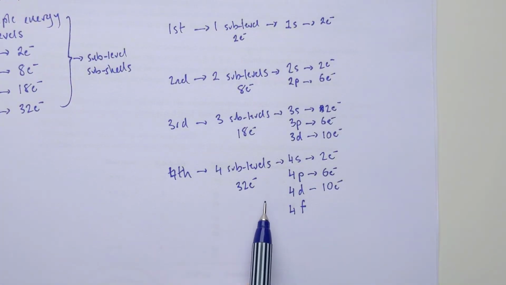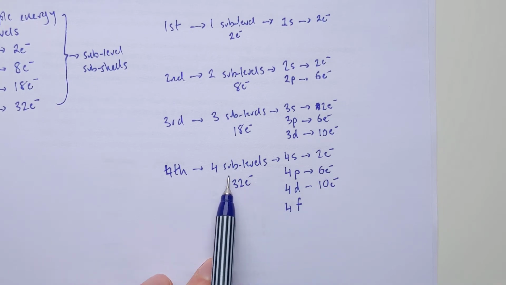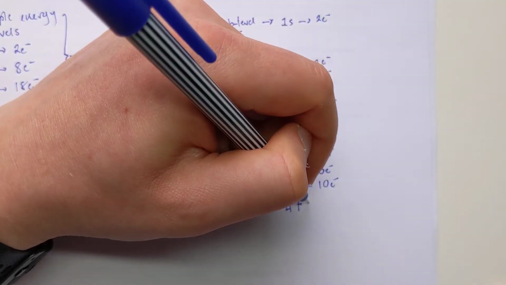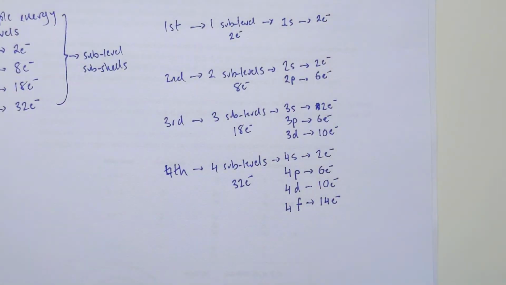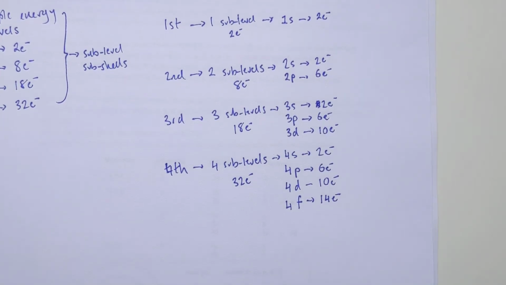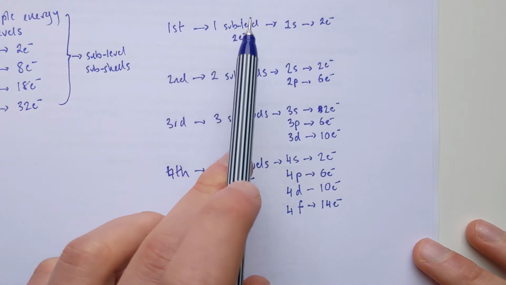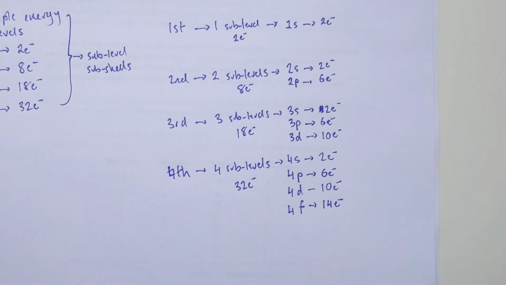Now we get to the 4F, which we don't really talk about in AS, but we'll just complete it for completion's sake. Up to 32 electrons in the fourth energy level, we've got 18 so far. Therefore, we need 14 electrons left over to get the 4F filled up. So all we've added in at this point is, if we're saying electrons have to fit into principal energy levels and into sublevels, we need to know how many electrons fit into each sublevel.